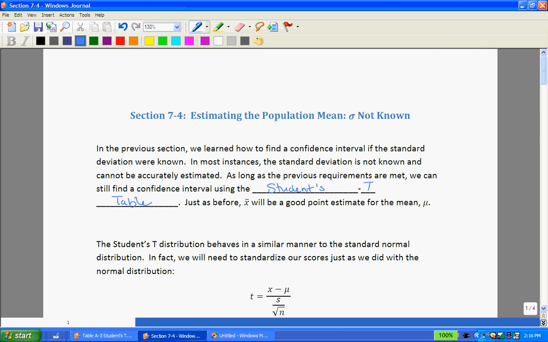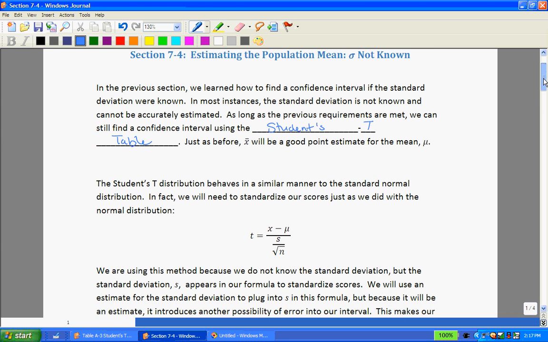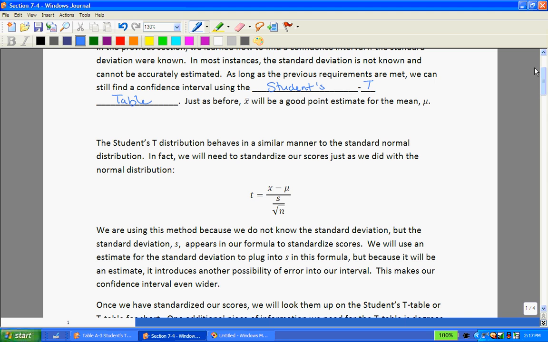So just like with the standard normal table and z-scores, we have to standardize our scores here. But instead of z-scores, we will call them t-scores. Very similar to that formula, we have our random variable x. We're going to subtract off the population mean mu and divide by s divided by the square root of n. Now we just said we're using this method because we don't know the standard deviation, but here the standard deviation s appears in our formula.